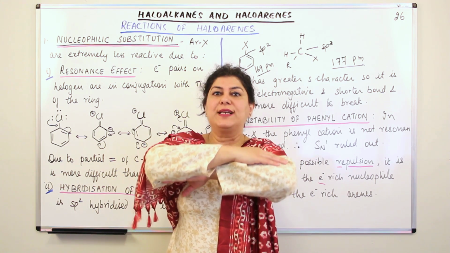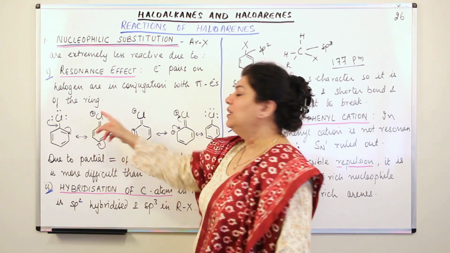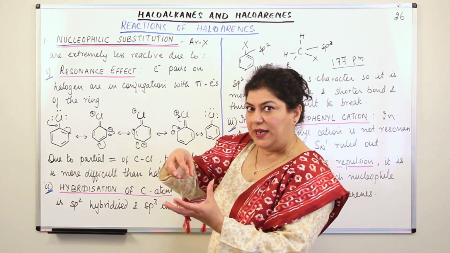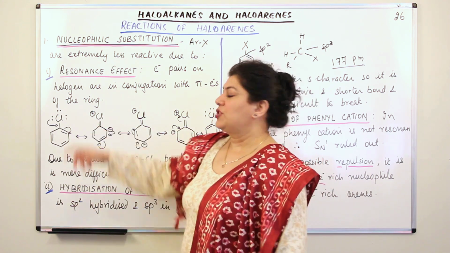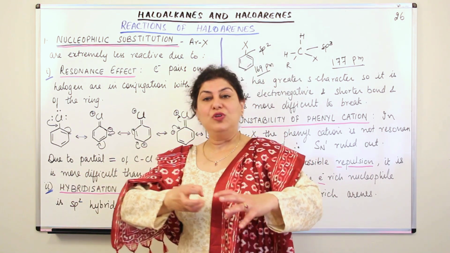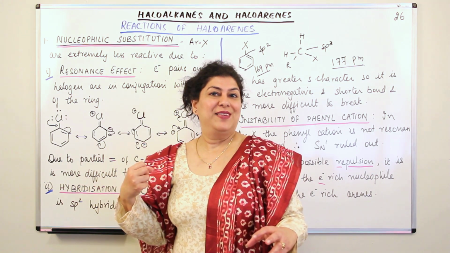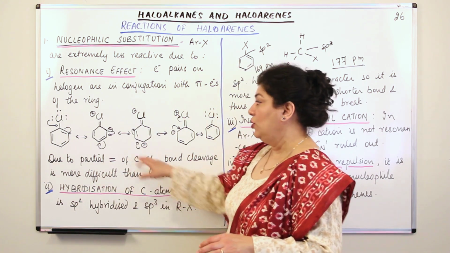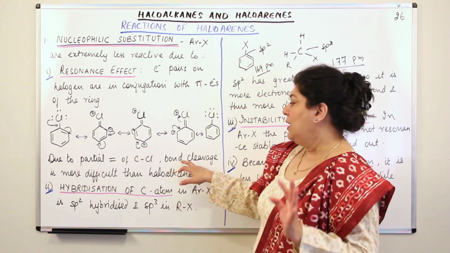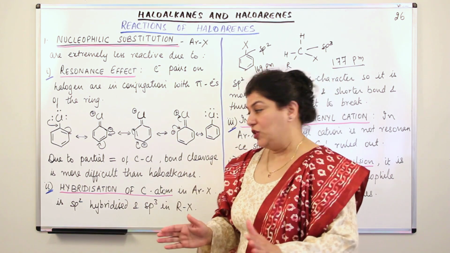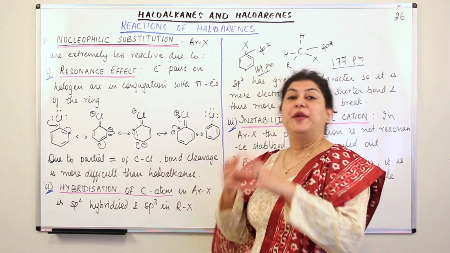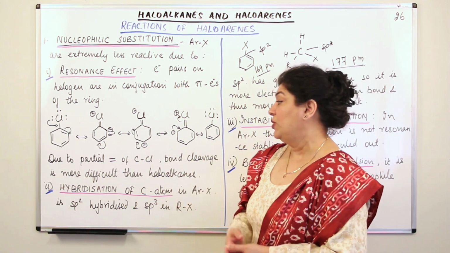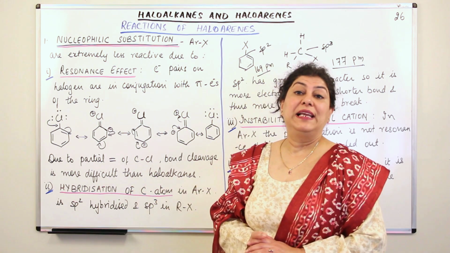So that also makes it more difficult to remove the chlorine. So the chlorine is now not only more strongly attached, it is even closer to this carbon. And the closer it is, the more difficult it is to pull it out. So we say that due to the partial double bond character of carbon-chlorine, the carbon-chlorine bond cleavage, that is breaking of the bond, the energy for breaking the bond, is more difficult than in haloalkanes.